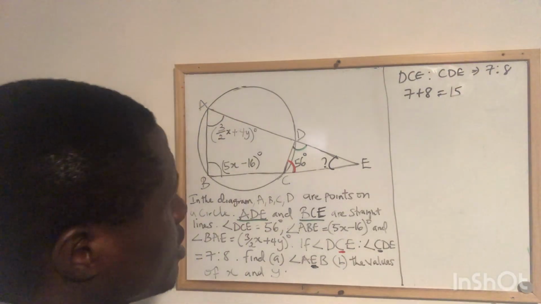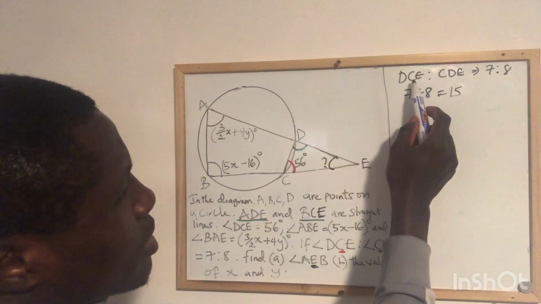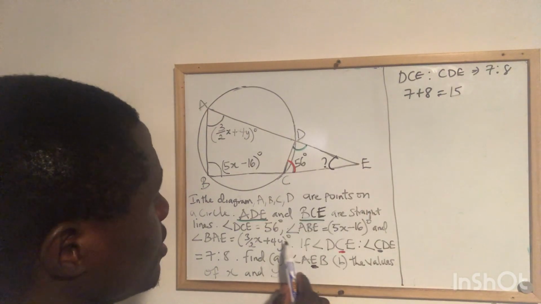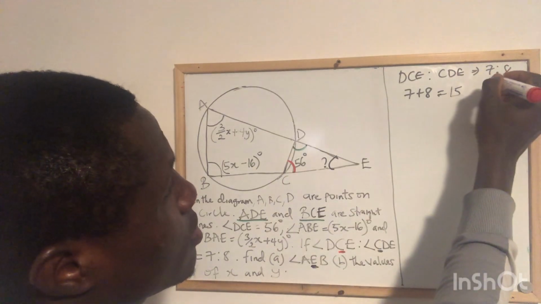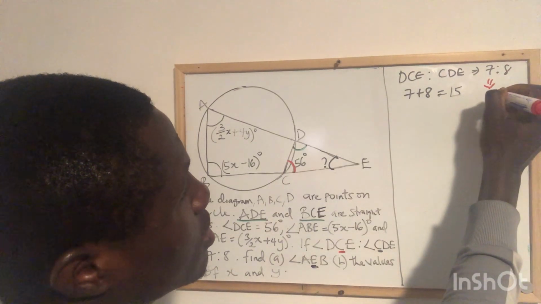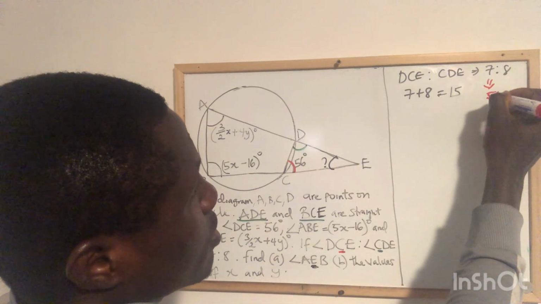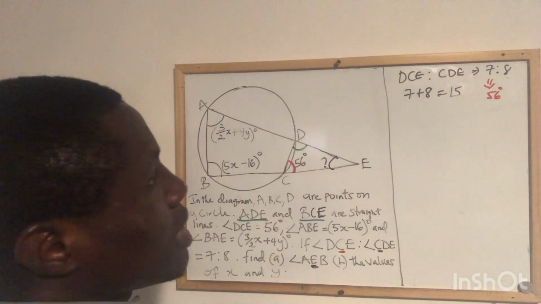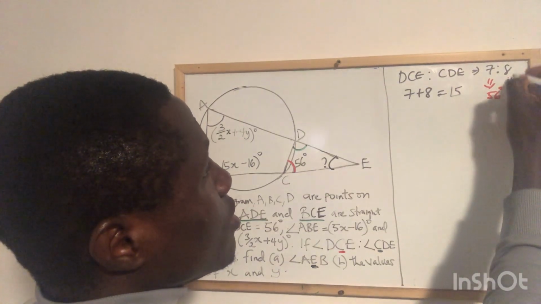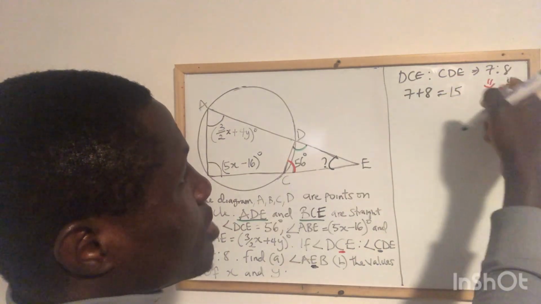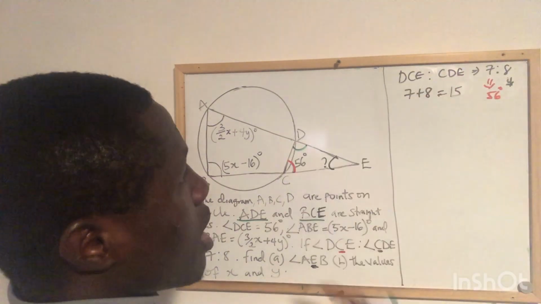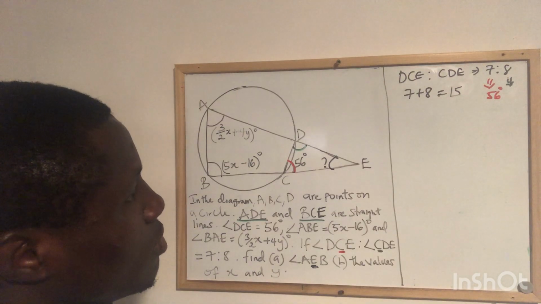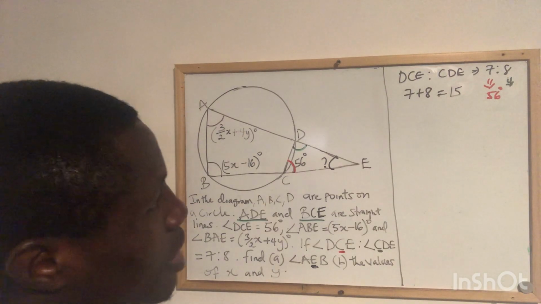And we are told, don't forget, that DCE is 56 degrees. This DCE, which is of ratio 7, is 56 degrees, but we don't know what the 8 represents. So this is 56 degrees, but how can we look at this? We can actually get this from the ratio. And how do you do that?